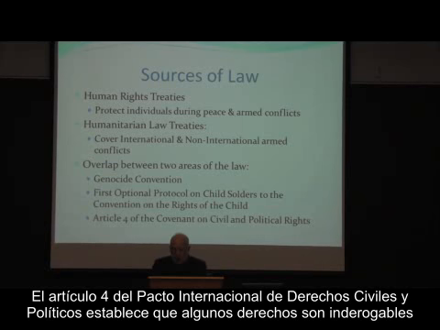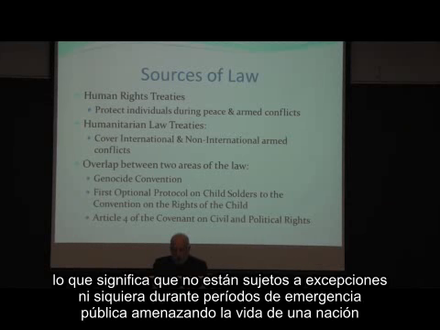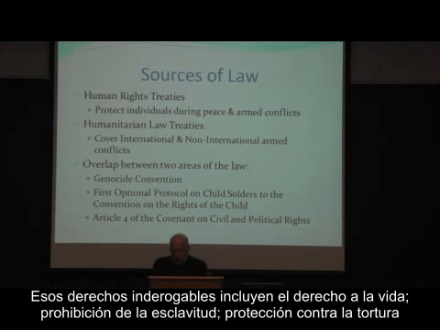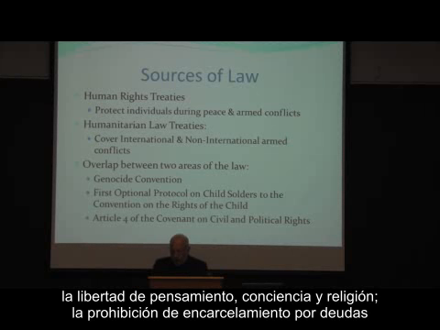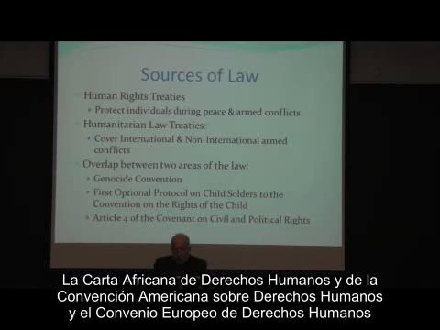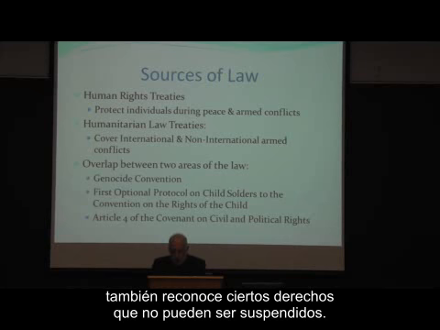Article 4 of the Covenant on Civil and Political Rights provides that certain rights are non-derogable, that is, are not subject to exception, even during periods of public emergency which threaten the life of the nation, such as armed conflict. Those non-derogable rights include the right to life, freedom from slavery, freedom from torture, freedom of thought, conscience, and religion, prohibition of imprisonment for debt, prohibition of ex post facto laws, and the recognition of all persons before the law. The African Charter on Human and Peoples' Rights, the American Convention on Human Rights, and the European Convention on Human Rights also recognize certain rights as non-derogable.